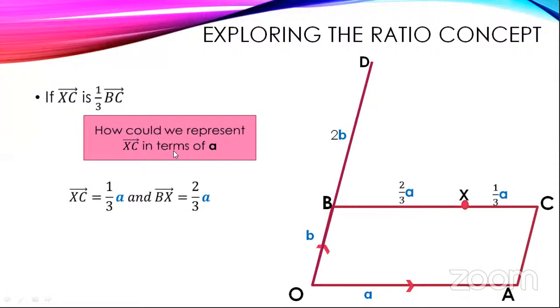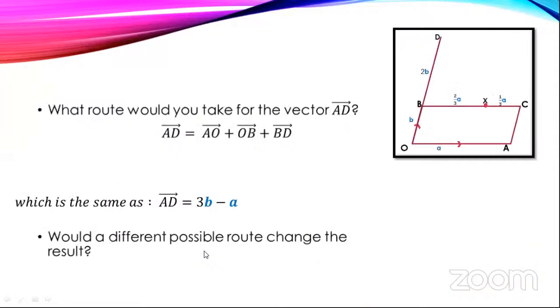So notice here, so what am I pulling? If they told us that XC is 1/3 A, then in order for us to get a whole, BX has to be 2/3 A. All right, so that's how we would end up back with 1, because 1/3 plus 2/3 will give us the whole, and that is what OA is. So OA is actually 1A.